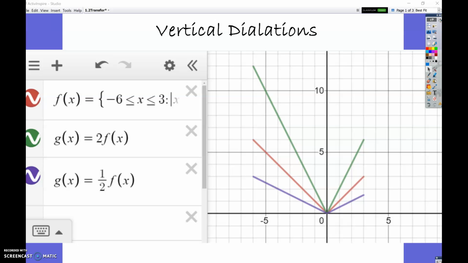Of the three types of transformations, dilations may be the trickiest. This video is to highlight some key differences in vertical dilations and horizontal dilations. Let's begin. I have a function here.